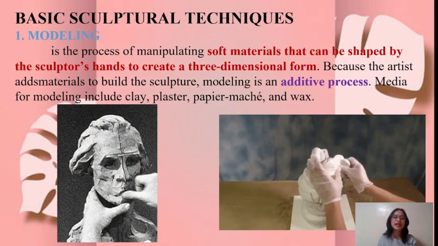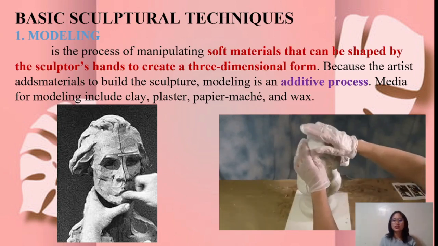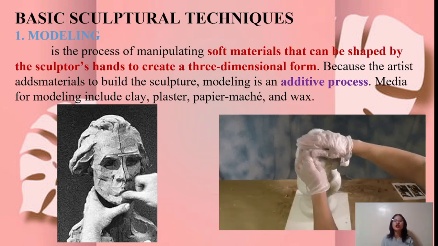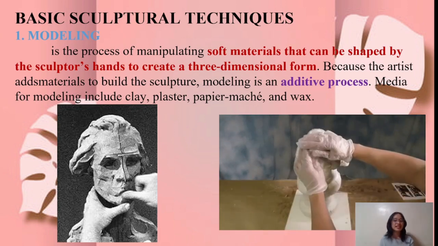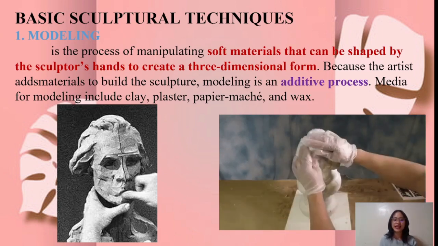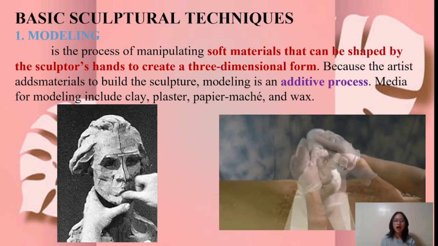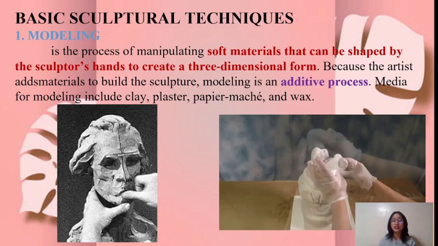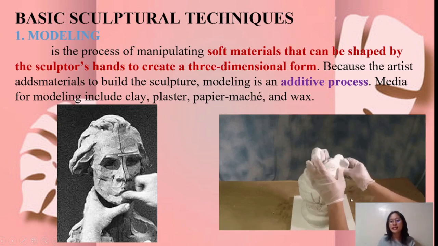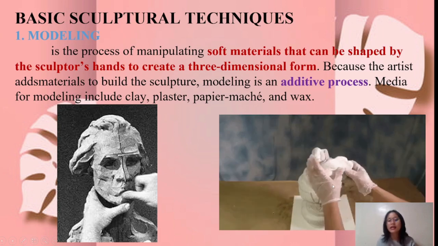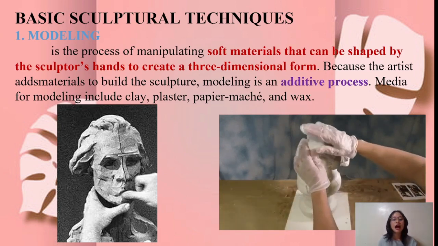First is modeling. Is the process of manipulating soft materials that can be shaped by the sculptor's hands to create a three-dimensional forms. Because the artist adds materials to build the sculpture, modeling is an additive process. Media for modeling include clay, plaster, paper mache, and wax. We, the one who makes the sculpture, has the ability to create a form by using our hands.